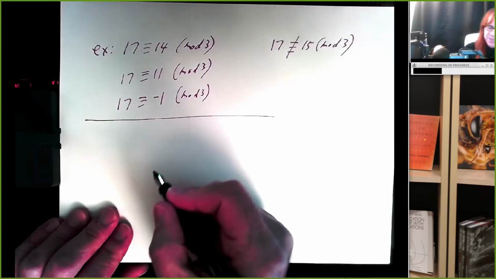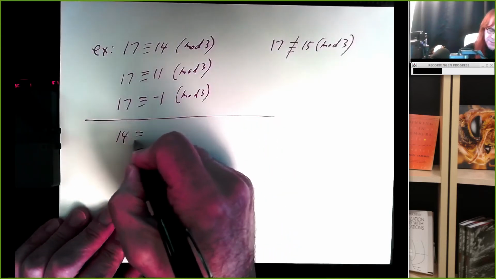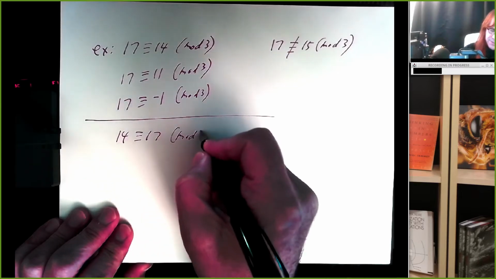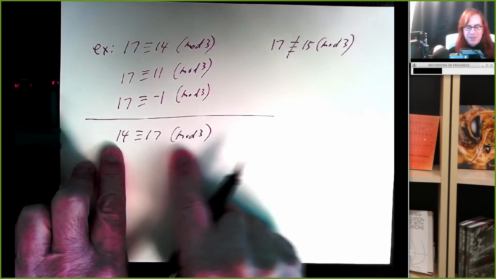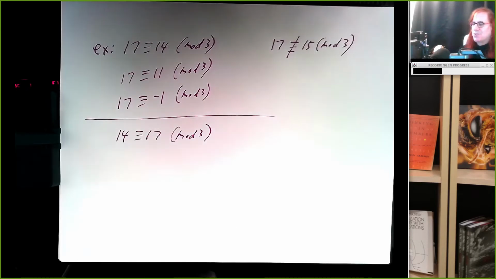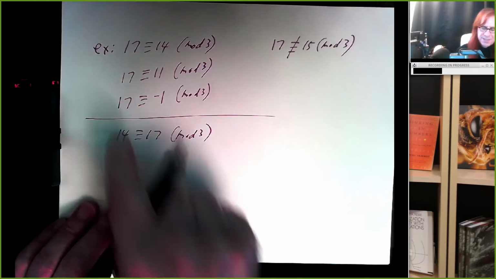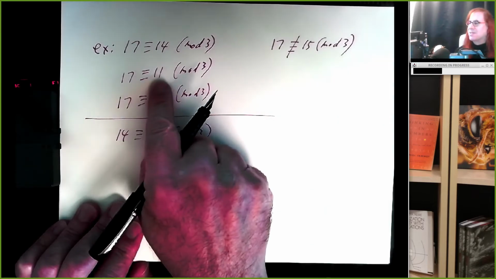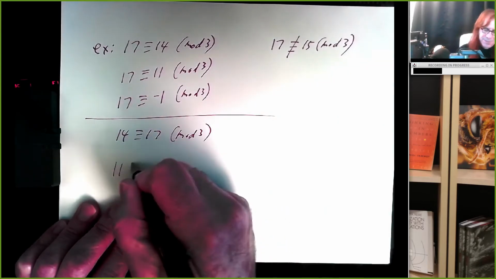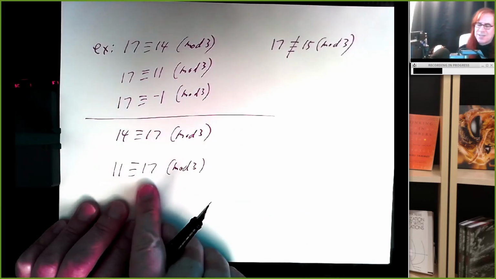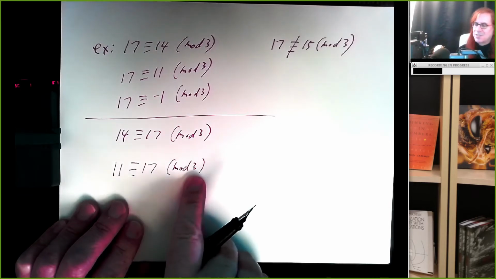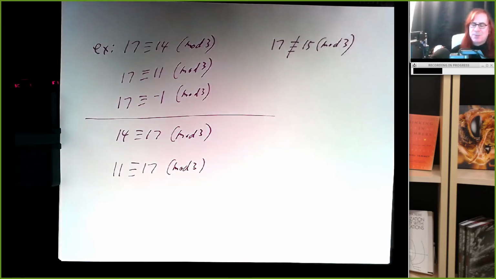Alright, well, we said 17 is congruent to 14. Guess what? 14 is also congruent to 17. Why? Because the difference between 14 and 17 is negative 3, and 3 divides negative 3. It's 3 times minus 1. And 17 is congruent to 11 because 17 minus 11 is 6, which is a multiple of 3. Well, by the same token, 11 is congruent to 17 modulo 3 because 11 minus 17 is negative 6. And negative 6 is also a multiple of 3. It's 3 times minus 2.